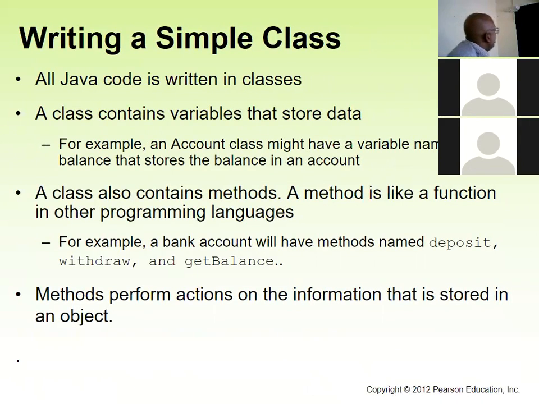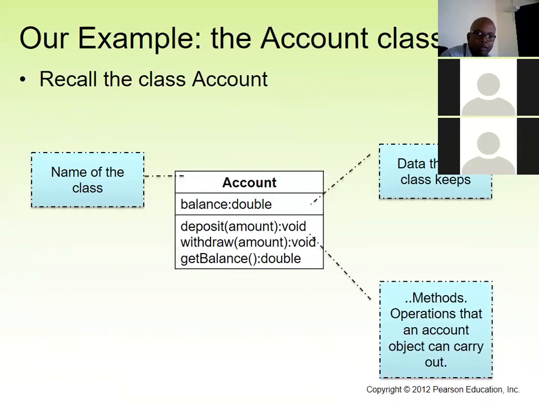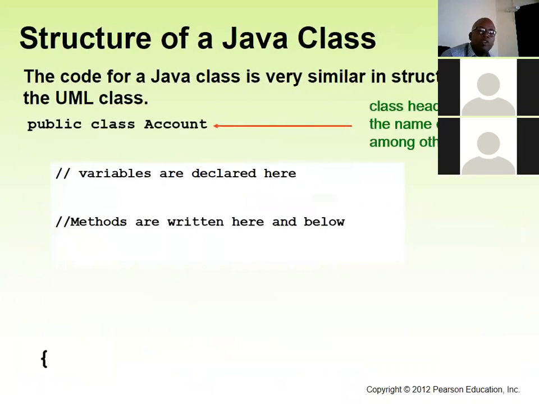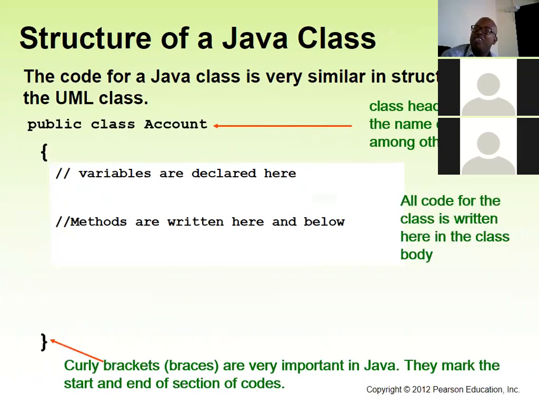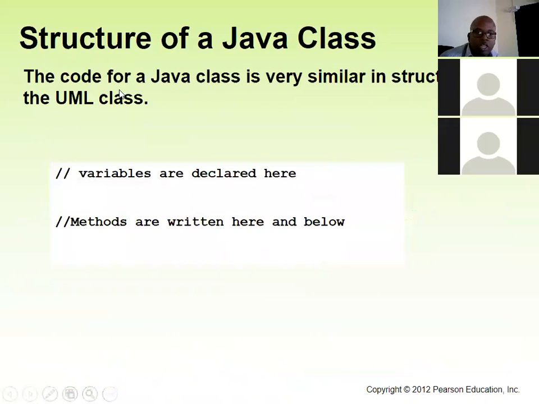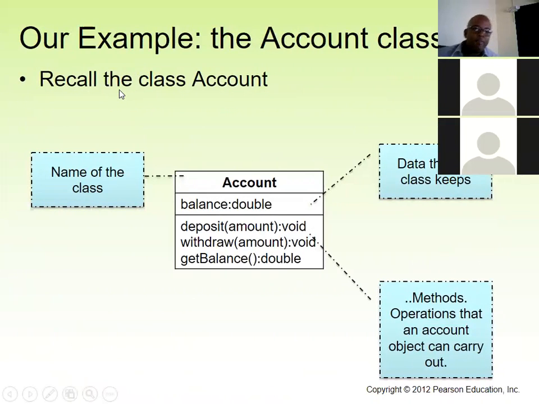So, as I said earlier, all Java code is written in classes, and a class contains variables that store data. It also contains methods, and methods perform actions on the information that is stored in an object. So, the name of the class, the data, and the methods can be depicted using a UML diagram, as you see on your screen. Now we need to write the code for it. The code for the class is very similar to the structure. Look at it. The name followed by the data it stores followed by the methods, right?